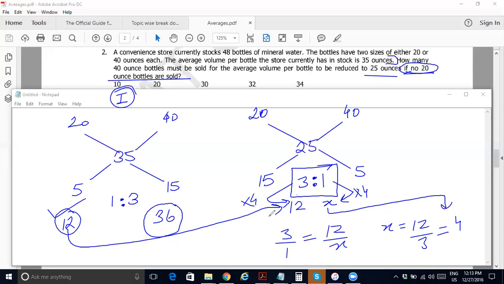Oh, no wonder it's 32, because I get it now. We started with 12 bottles of 20 ounces. We started with 36 bottles of 40 ounces. Then we wanted to reduce the average volume per bottle and then sell. And so when we sold none, we're still left with 12 bottles of 20 ounces. And so we must have sold 32 bottles of 40 ounces to be left with 4. That 12:4 is the number of bottles left. Correct. Perfect. That makes sense now.